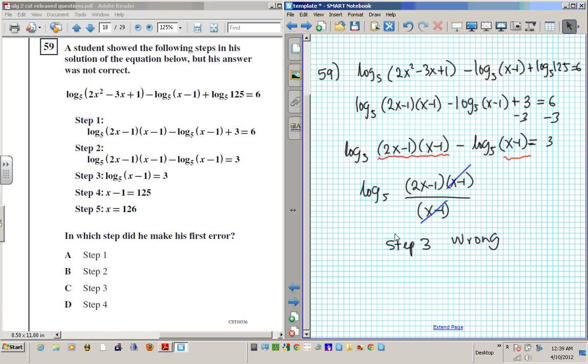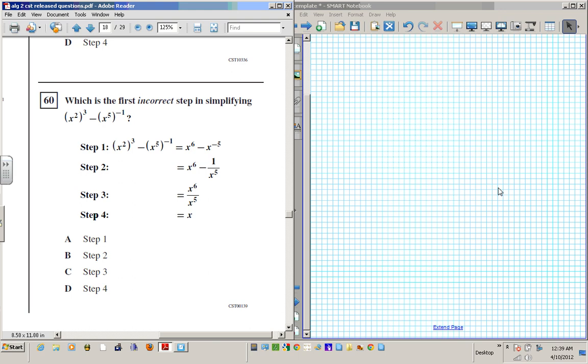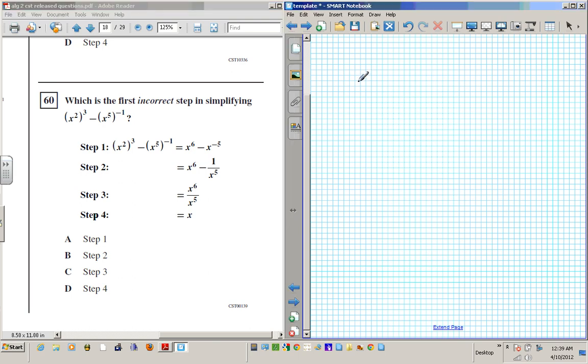Okay? All right, let's move along to the last question for this clip, question number 60. It says, what was the first incorrect step in simplifying the expression x squared raised to the third power minus x to the fifth to the negative 1? So first thing you want to do, whenever you have a power raised to a power, you just simply multiply the powers. So in step 1, we have x to the 6 minus x to the negative 5. Is that what they got? Yes, good job. That's good.